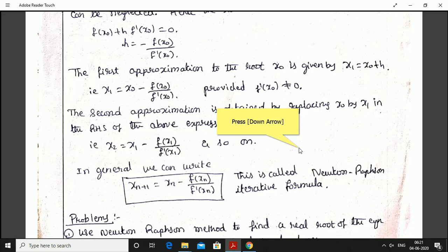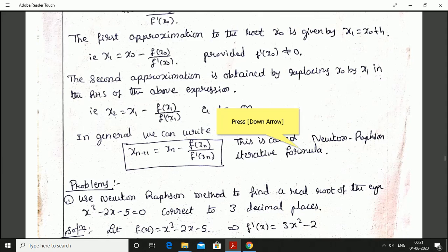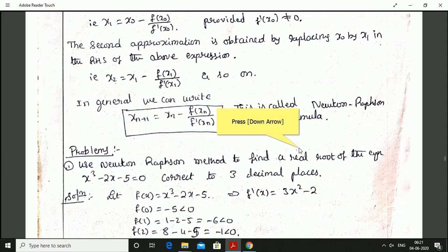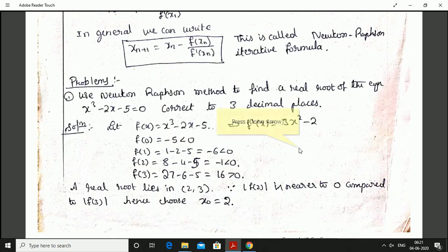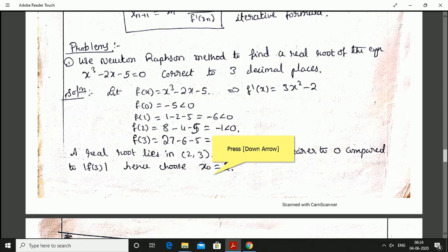Now, I'll explain you few problems on Newton-Raphson method. Use Newton-Raphson method to find a real root of the equation x cube minus 2x minus 5 equal to 0 corrected to 3 decimal places.